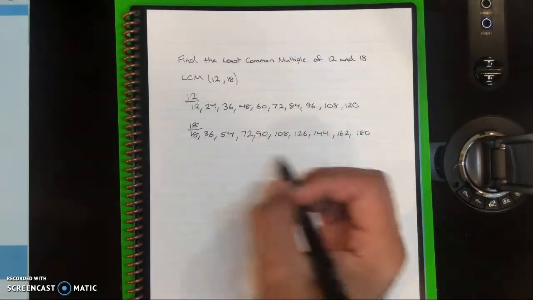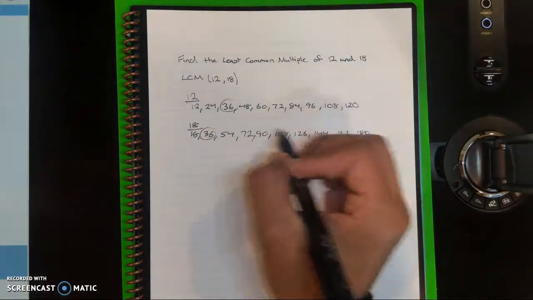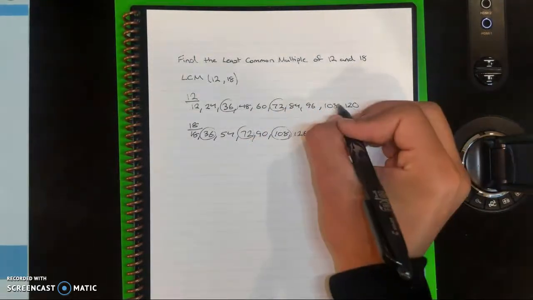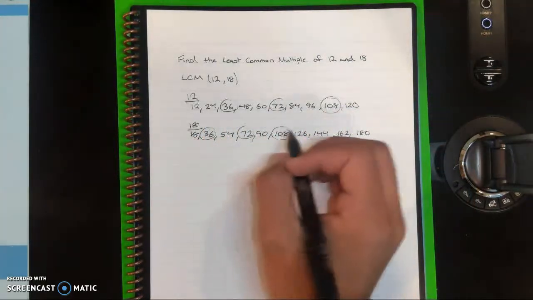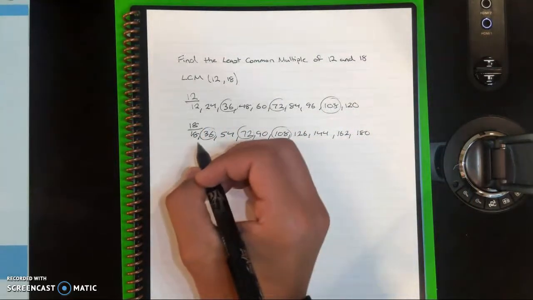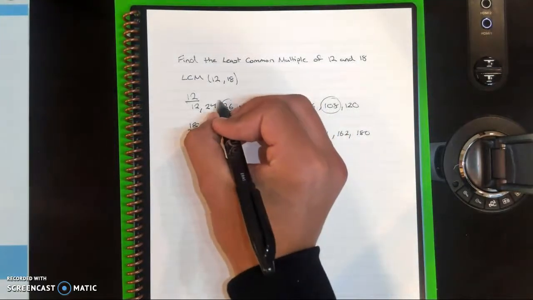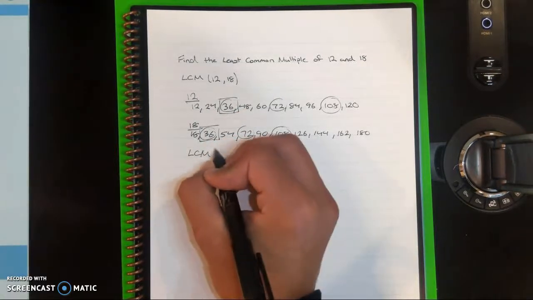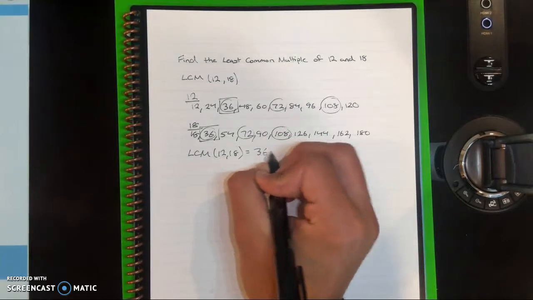Then you're going to circle each multiple that they have in common. So they both have a 36, both have a 72, they both have a 108, and that's it. So out of these common multiples, you want to find which one is the smallest number. So you're going to put a box around it, and that's going to be 36 in our case. So the least common multiple of 12 and 18 is 36.